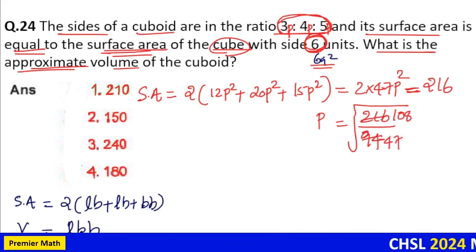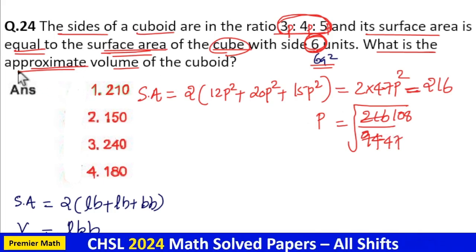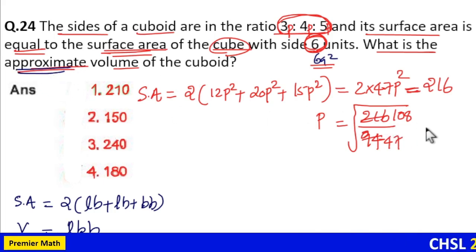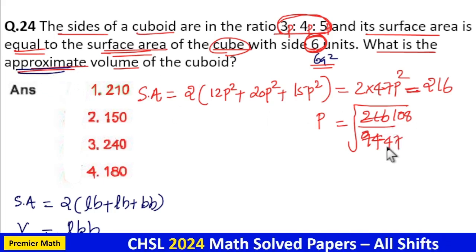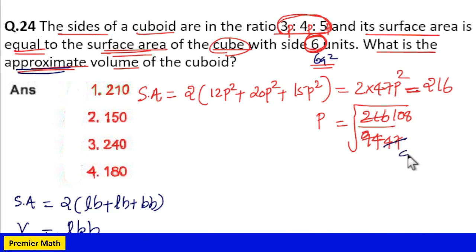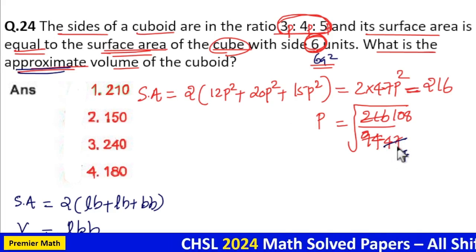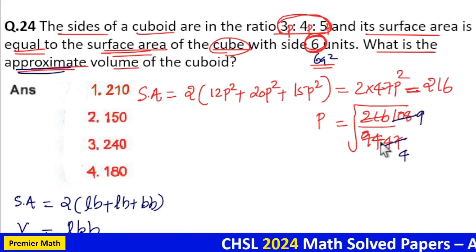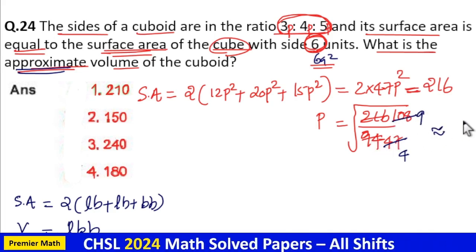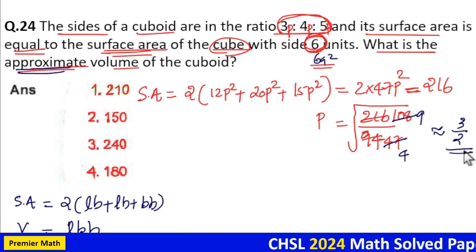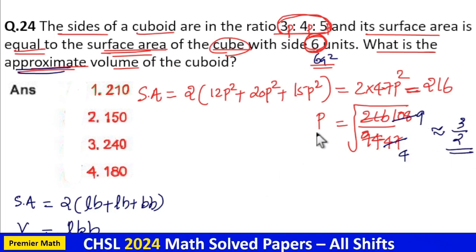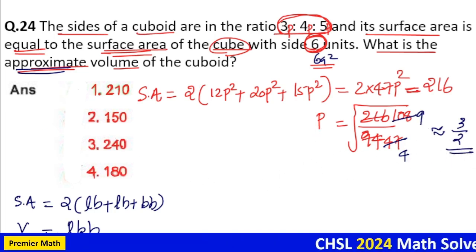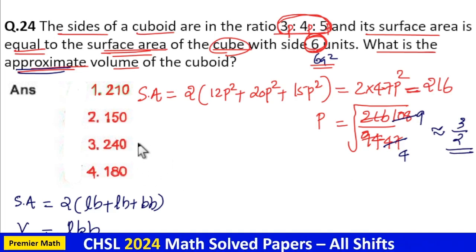Now if I approximate the value, here we can take the approximate volume. So if I approximate, 12 goes 4 times in 48. I'll consider it as 48 instead of 47. Now 12 goes 9 times in 108. So this is around 3 by 2. So if P is 3 by 2, here we need volume.